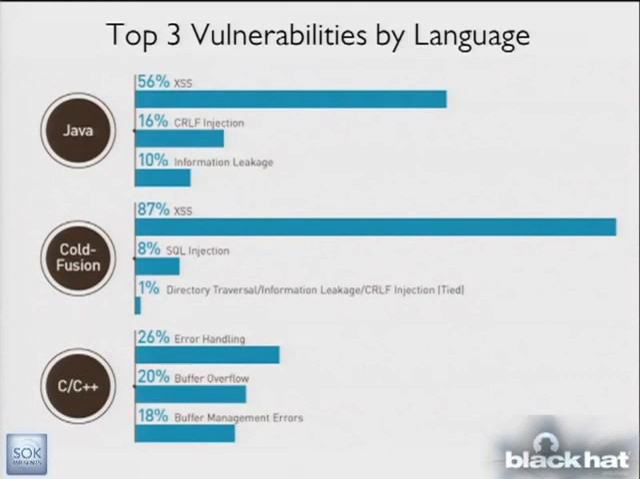And if we look down here at C and C++, we can see that buffer overflow and buffer management errors are number 2 and number 3. So if you have that type of compiled C and C++, we all know that those are really endemic problems with programs written in those languages.